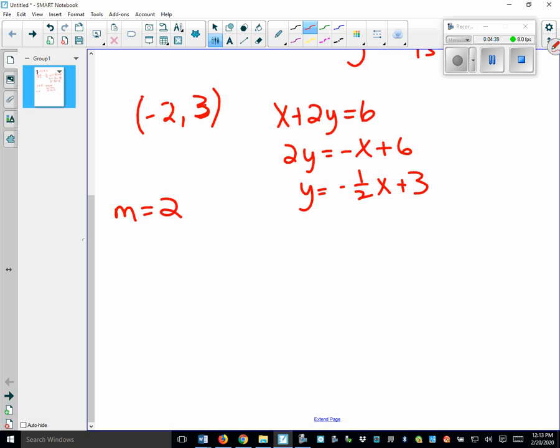So then you just do y minus 3 equals m times x plus 2, with m equal to 2. So y equals 2x plus 7. Easy peasy, lemon squeezy. Is that right? My words exactly.